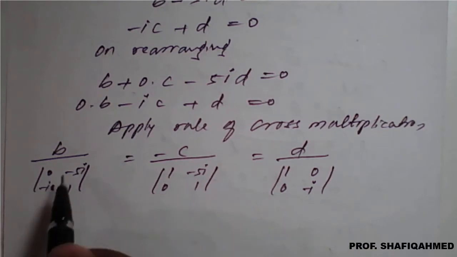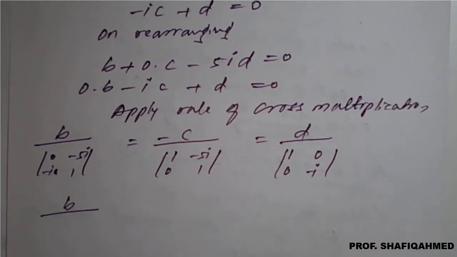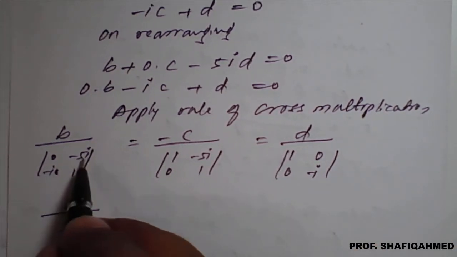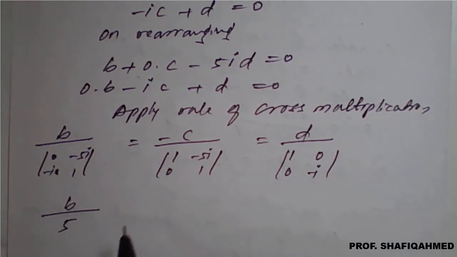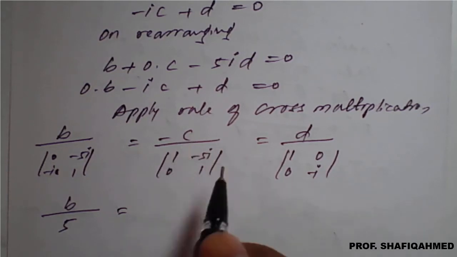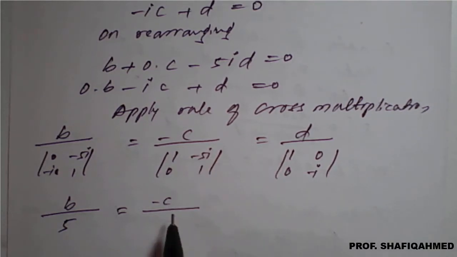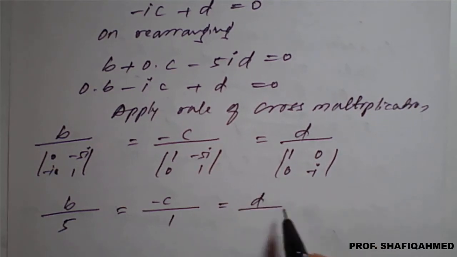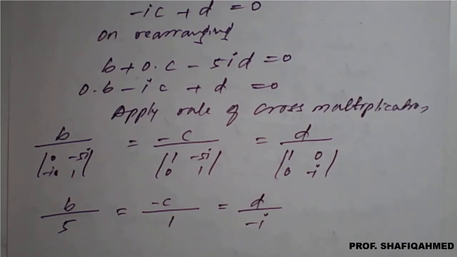On simplification, we'll simplify the determinants. B divided by 0 into 1 is 0, leave it. Then the formula minus, and minus into minus is plus, so it will become only 5, because i into i is i squared, that is minus, and the formula minus will become plus, so you get 5 here. Similarly, minus C divided by 1 into 1 is 1, and 0 into 5 into i is 0, so 1 is left here. D divided by 1 into minus i is minus i, minus 0, that is minus i. So we got these values.